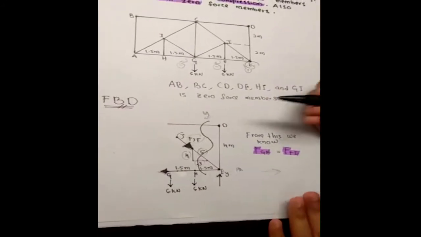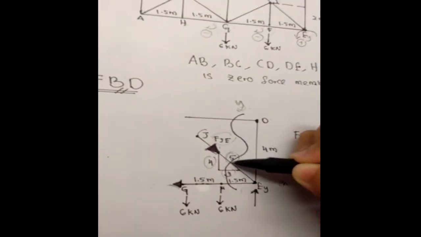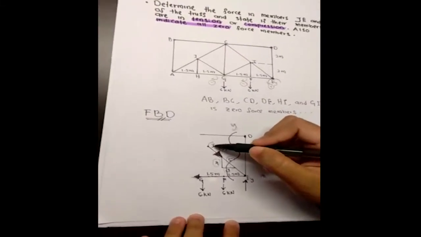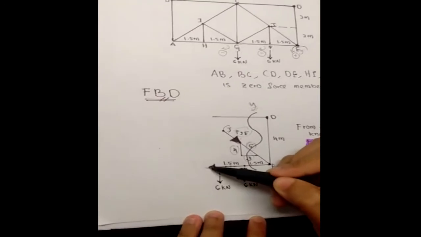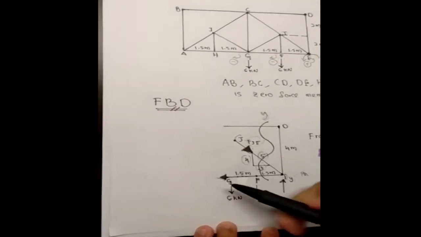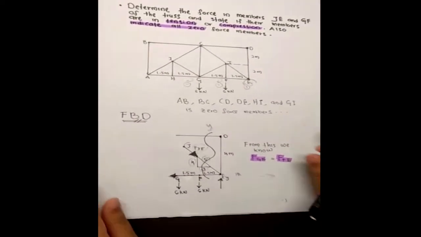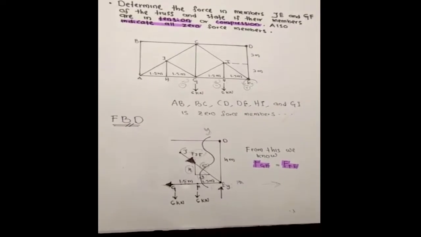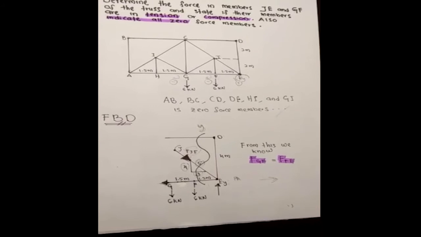As we know from trigonometry, this is 3, this is 4 and the hypotenuse is 5. A 3, 4, 5 triangle. The FJE arrow is downward, and the arrows for FGF and FFE go to the left side. So from this we must solve three terms: first the moment, then the summation of x and y.